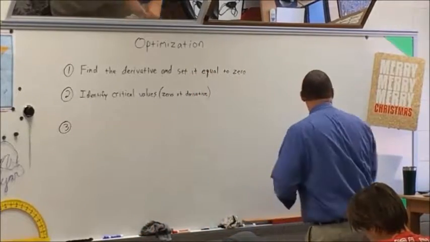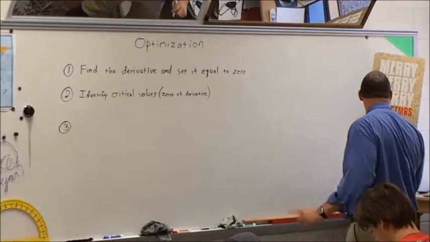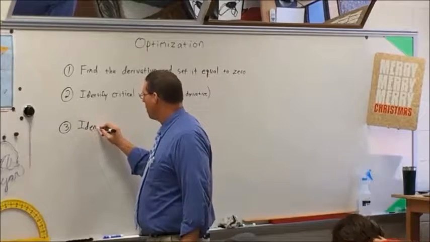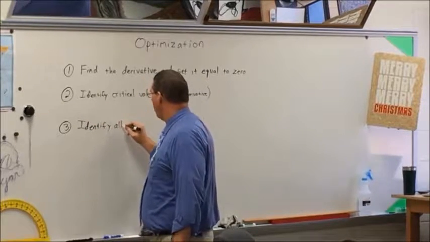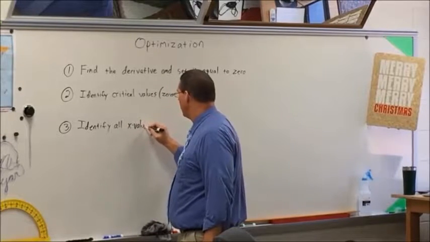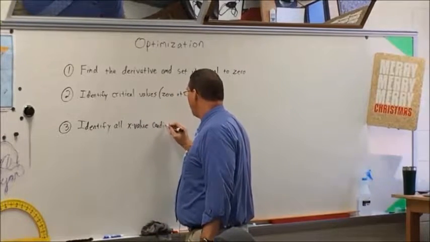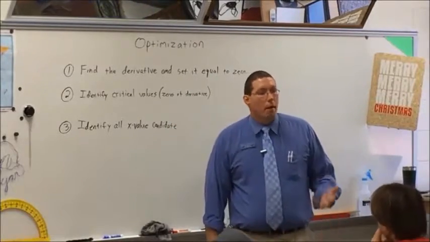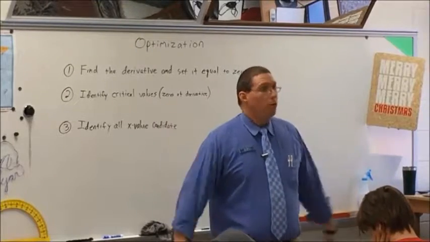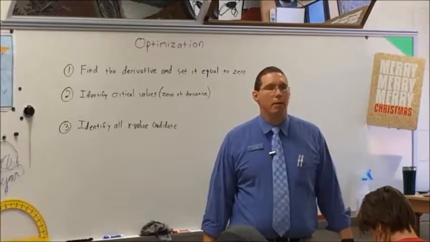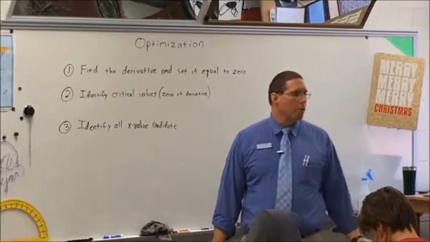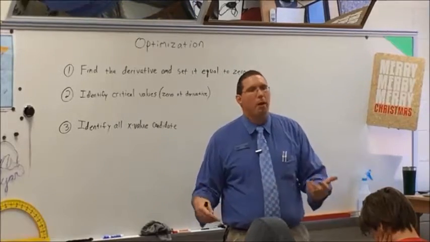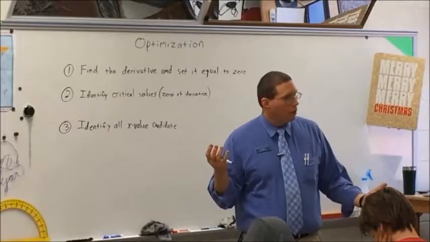Okay, so step 3 is you are going to identify all x value candidates. What is a candidate? What does the word candidate mean? Possible winner, right? A possibility. When we vote for someone possibly going into office, we have candidates, and then we vote on the candidates, and one of them presumably will be the winner, right?